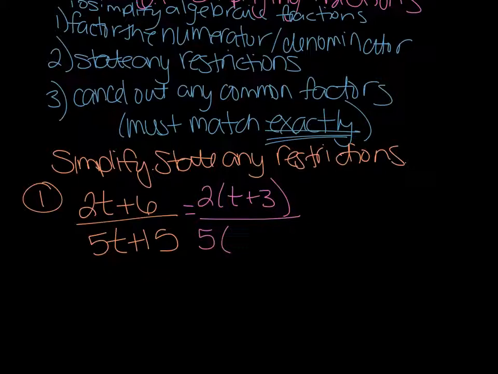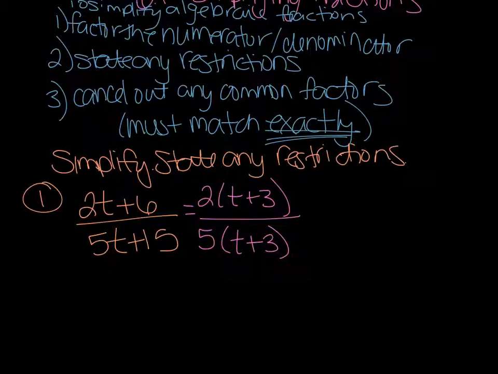Of 5. What am I left with? T plus 3. Okay, now, I know you guys are really tempted to go ahead and start canceling things out, but we're not going to do that. Remember I said the order of the steps? I've said it like 4 times already. The order of the steps is really important. You have to state any restrictions before you cancel things out, and I'll show you why.